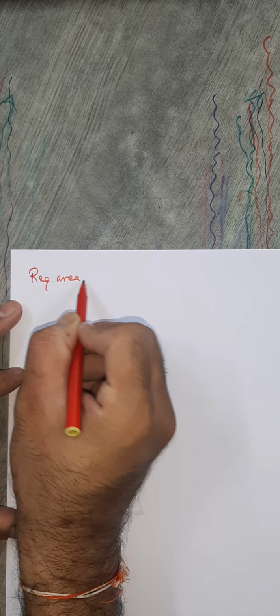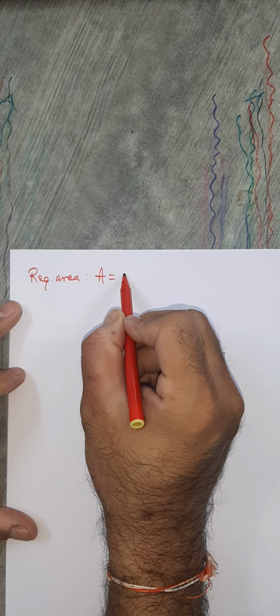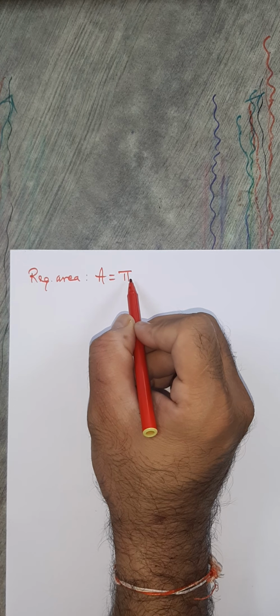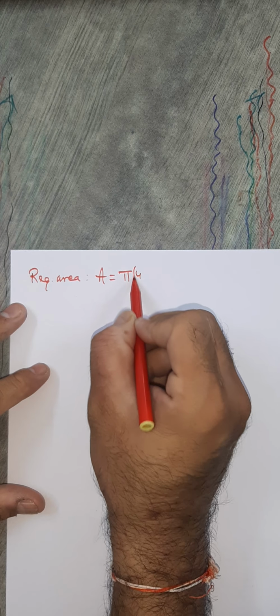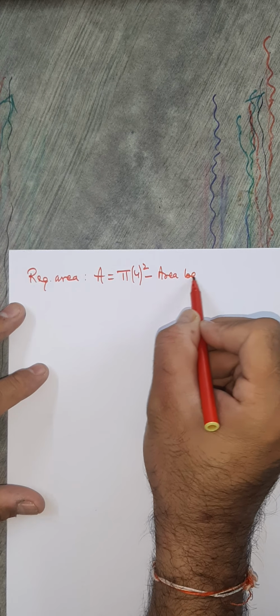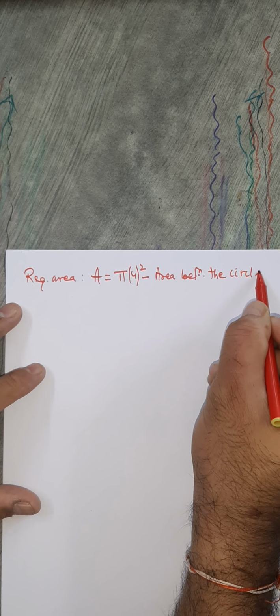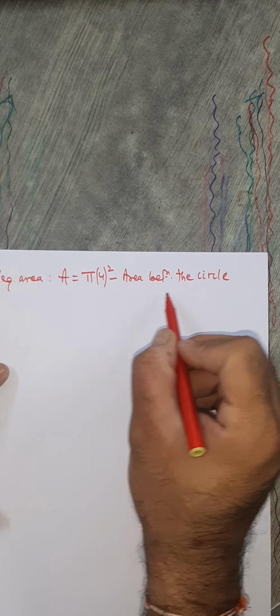So required area A equals area of circle pi r square. R is how much? 4. So pi 4 square minus area between these two. Area between the circle and parabola.